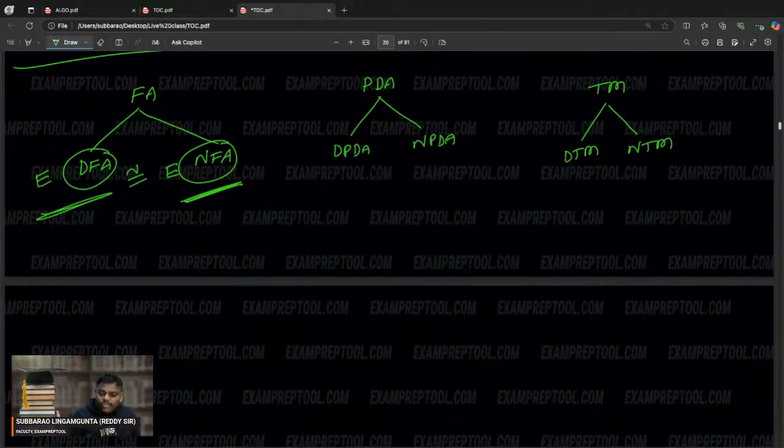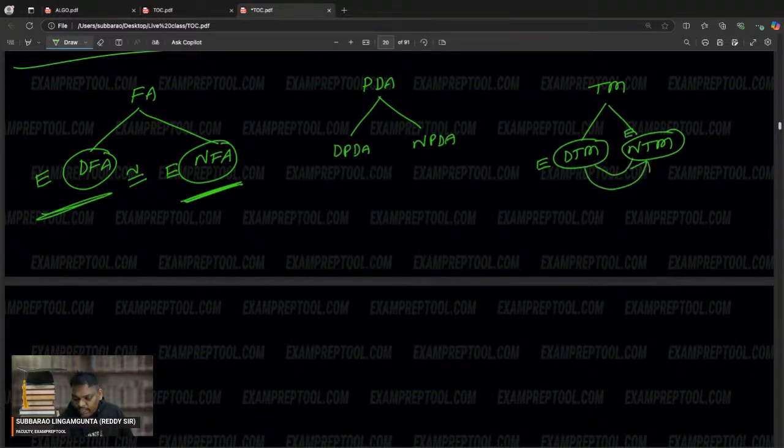They both are needed. Finite automata are two types, DFA, NFA. Deterministic finite automata, non-deterministic finite automata. Different representations, but both have same power. For every NFA, DFA possible. For every DFA, NFA also possible. Now, if you go to the Turing machine, expressive power of DTM and expressive power of NTM, both same. Whatever DTM can do, NTM also can do. Whatever NTM can do, DTM also can do.